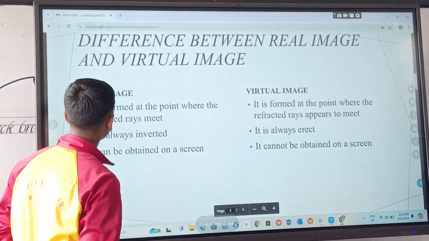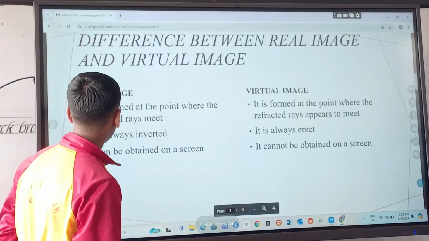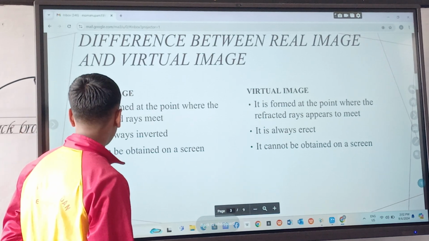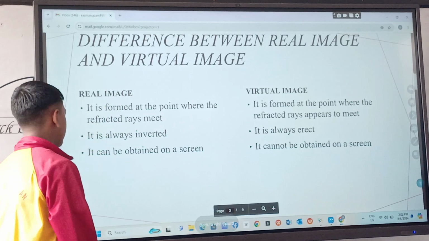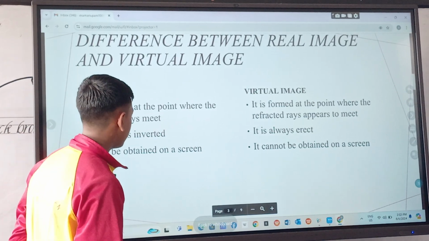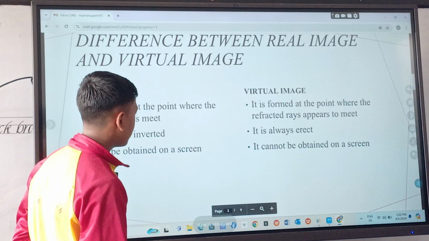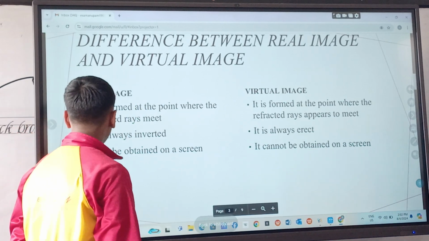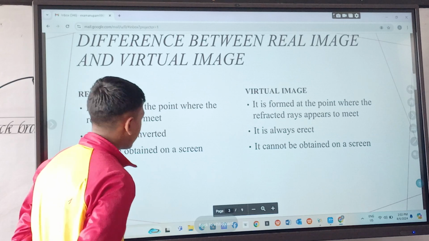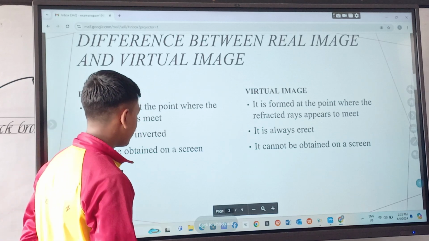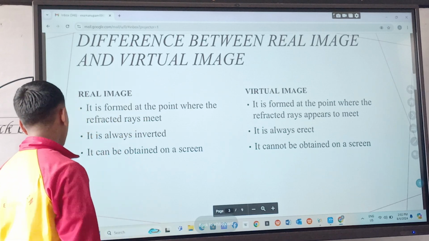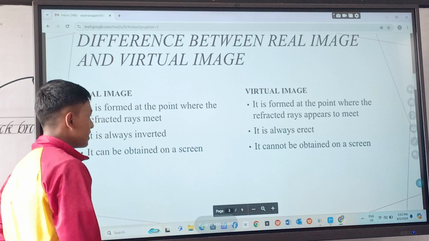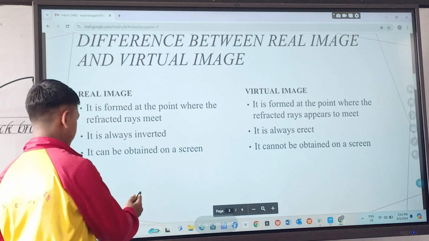So next is the difference between the real image and virtual image. Real image is formed at the point where the reflected rays meet. Virtual image is formed at the point where the reflected rays appear to meet. Real image is always inverted and virtual image is always erect. Real image can be obtained on a screen and virtual image cannot be obtained on a screen.